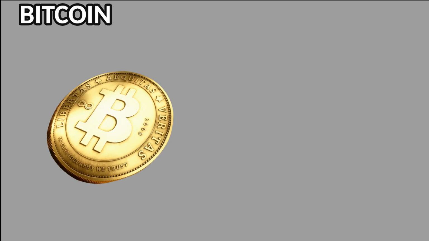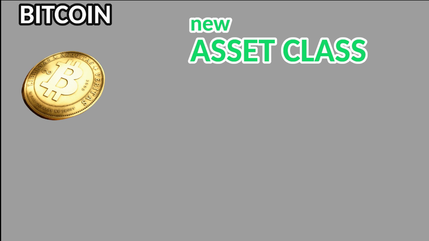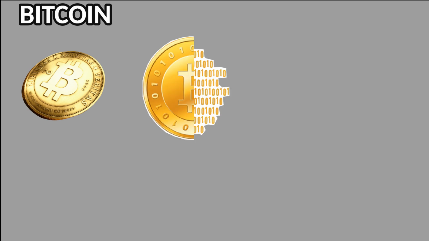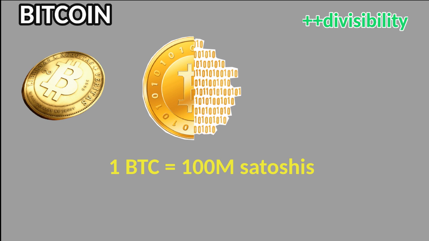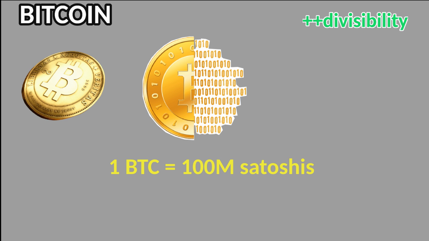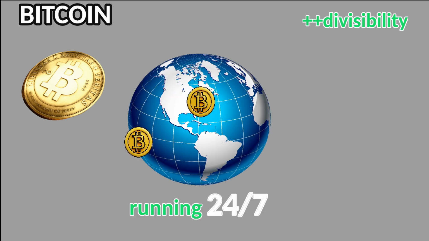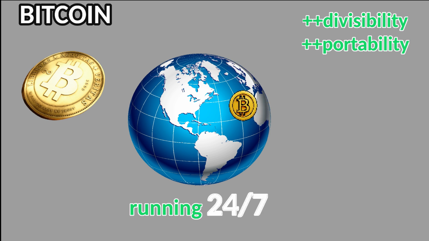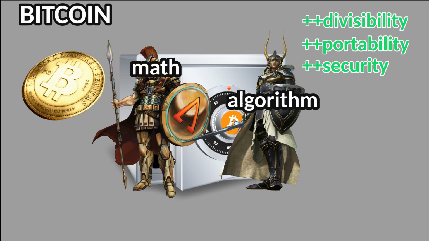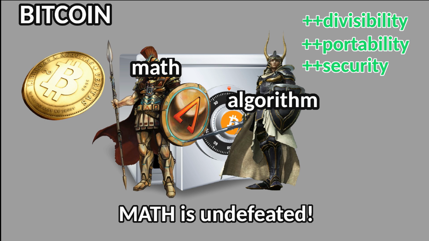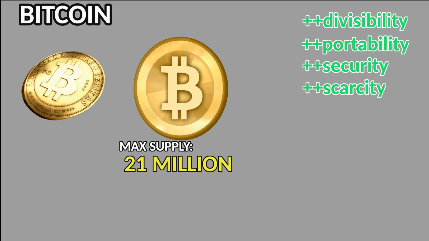Bitcoin. This is a new asset class to store your capital. Its qualities: you can divide one Bitcoin so many times, equals you can use the asset even if you have low or high capital. It runs 24/7 on the internet, and you can send it to anyone on the world. It's guarded by math and algorithm. Math is undefeated because it can't be cheated or coerced. Limited supply. Only 21 million BTC can be printed.